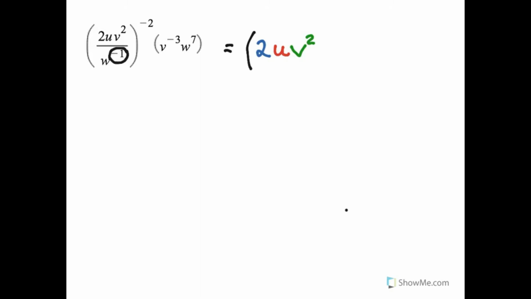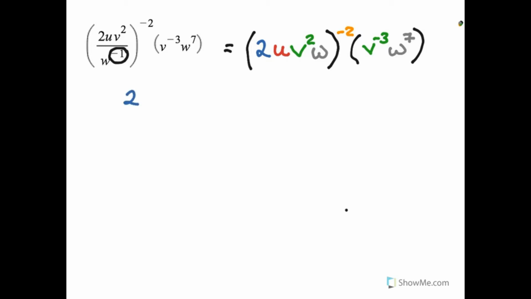The 2uv squared in the numerator stays the same. w to the negative 1 travels up and is just w to the 1, or w, in the parentheses. That's all to the negative 2 power. And then we just copy the multiplication so we have it for later. Now I'm going to take the negative 2 exponent and give it to all the factors inside the parentheses.